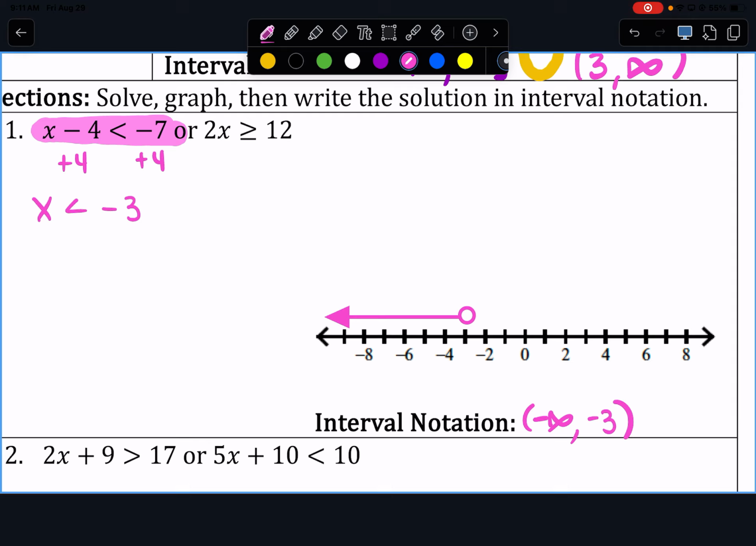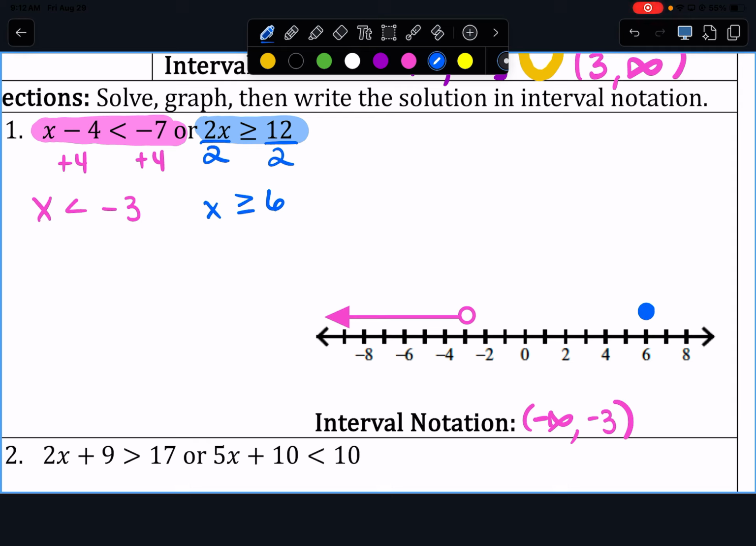Now we're going to look at the other half. We're going to look at 2x is greater than 12. How do I solve that? Divide both sides by 2. So we get x is greater than or equal to 6. Do I need an open or closed circle? Closed, because it's got that "or equal to" piece.